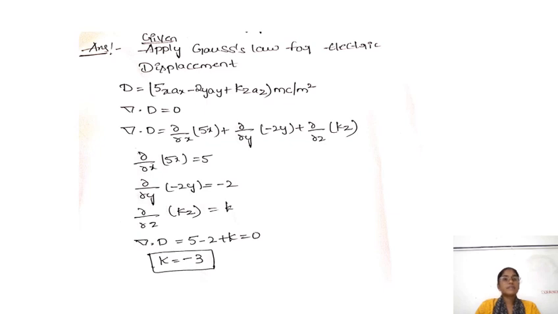in coulombs per meter square. Divergence dot D is equal to 0. Divergence of D is equal to dou by dou x of 5x, plus dou by dou y of minus 2y, plus dou by dou z of kz. Dou by dou x of 5x is equal to 5. Dou by dou y of minus 2y is equal to minus 2. Dou by dou z of kz is equal to k. Divergence dot D is equal to 5 minus 2 plus k, which is equal to 0. That implies k is equal to minus 3.